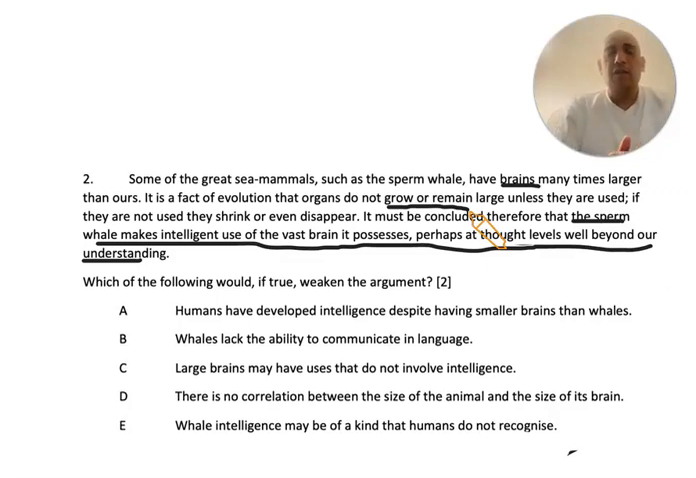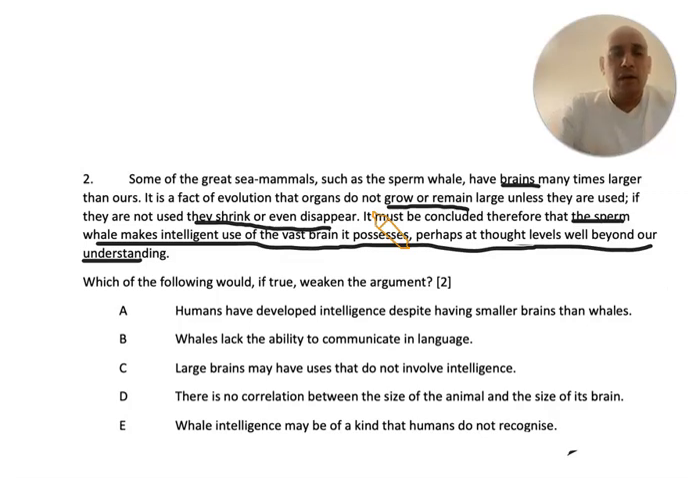Okay, good. Let's go into step 2. Step 2 is, what is the writer assuming? Organs only stay big if they're used. The whale's brain is big. So the writer assumes if a brain is being used, it must be used only for thinking, or must be used primarily for thinking. But that's not necessarily true. Maybe the brain is being used for other things. That's the weak point. So that is the assumption. If they are not used, they shrink or even disappear. The organs do not grow or remain large unless they are used.